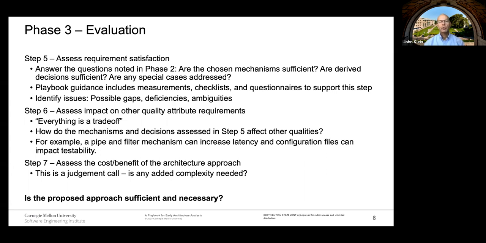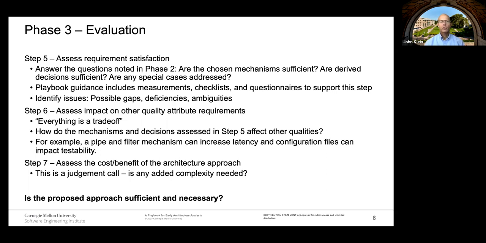And the last step in the playbook is step 7, where we look at the cost benefit of the approach, right? In step 5, we've judged the sufficiency. Now we've got to look at the necessity. Every architecture mechanism makes the solution more complicated. It adds more components. This is unavoidable. If we want to solve real world problems, we need to add some complication to the solution.